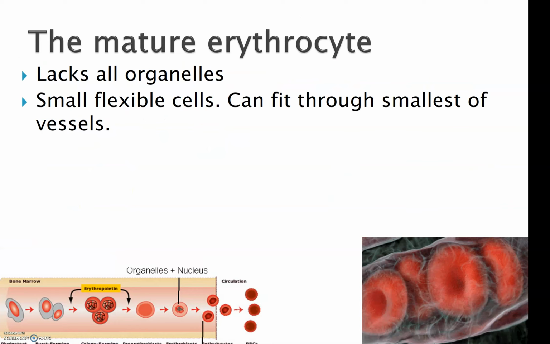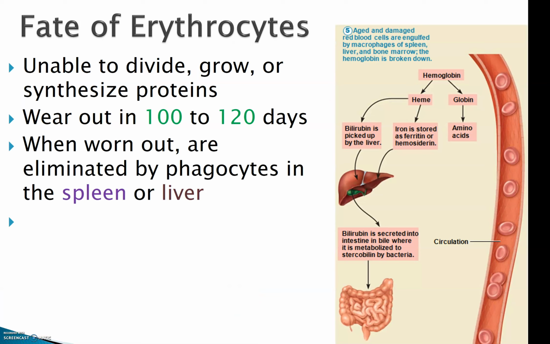Now, the mature red blood cell lacks all organelles. They can't divide. They can't repair themselves. So they get beat up. They're very small cells. They're flexible. But this right here is going to beat up the red blood cell. And they get worn out in about 90 to 120 days. So, unable to divide, grow, or synthesize proteins, they wear out. The date I want you to know for the test is 100 to 120 days. And they get eliminated by the spleen.